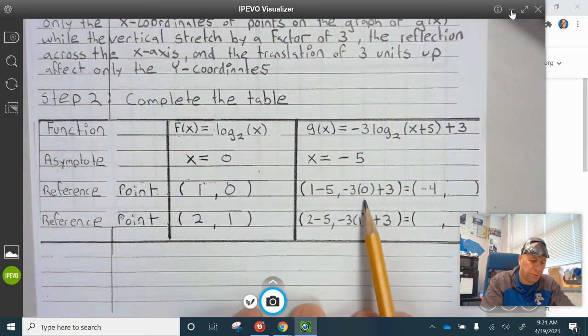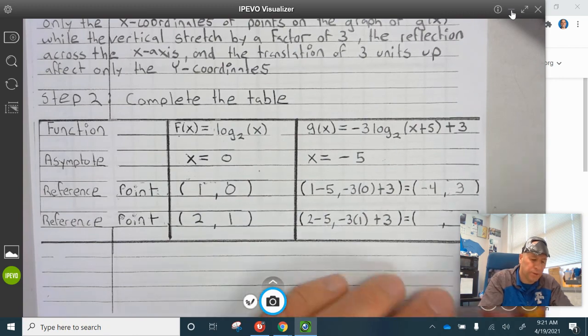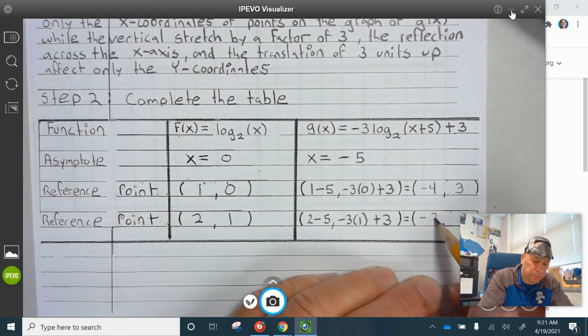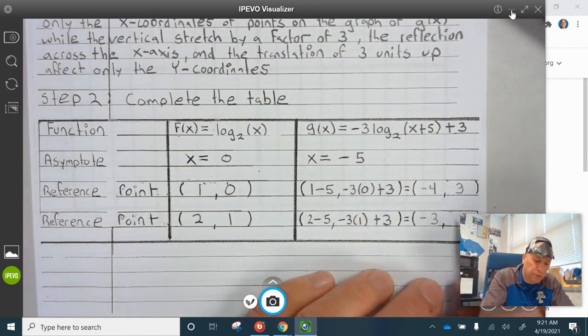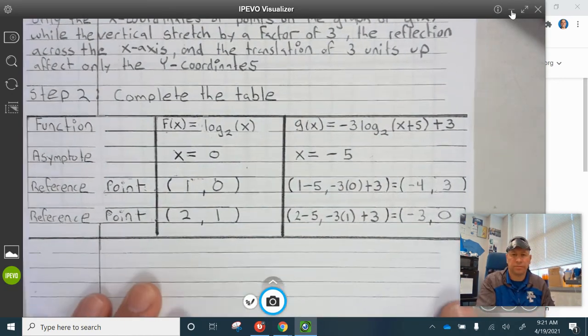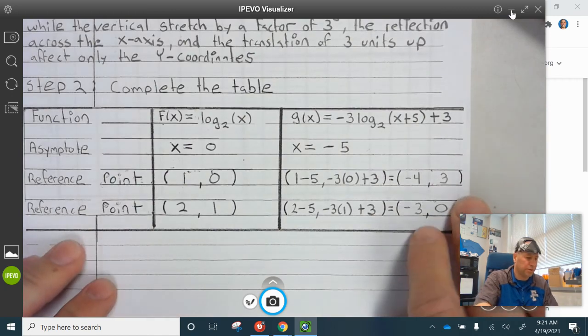and -3 times 0 is 0, plus 3 is 3. Okay, 2 - 5 is -3. -3 times 1 is -3, plus 3 is 0. All right, let's go on to the next step.